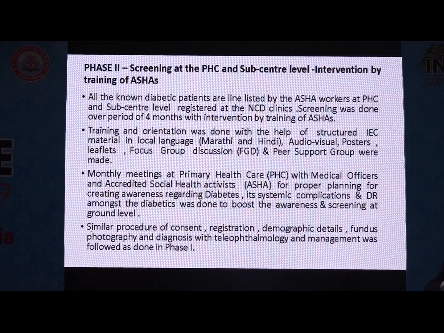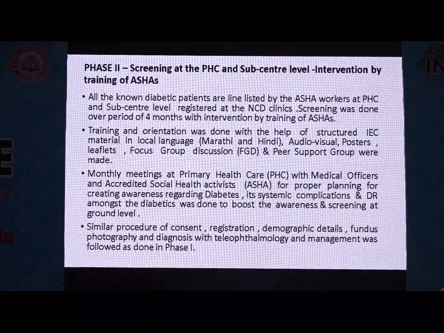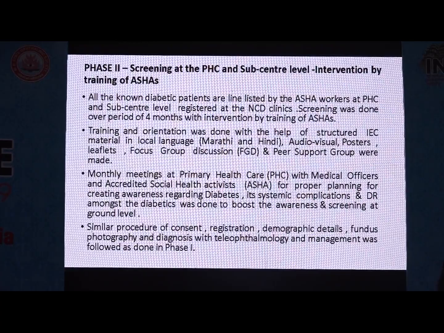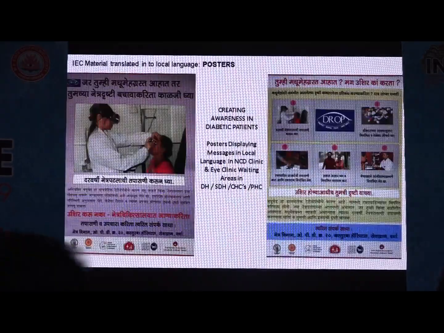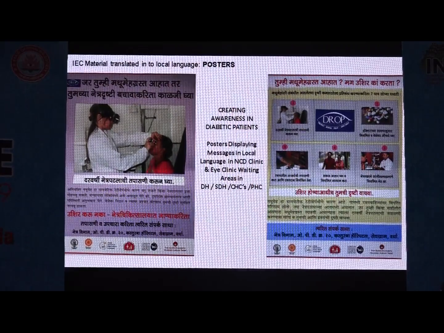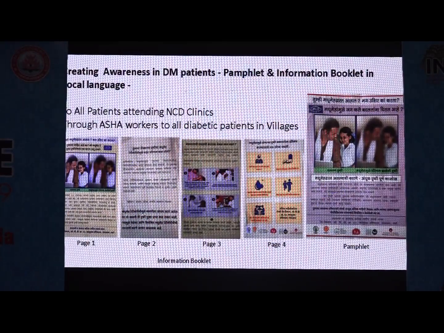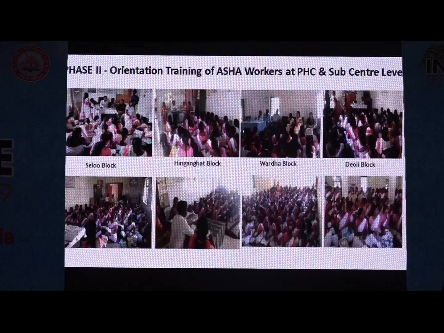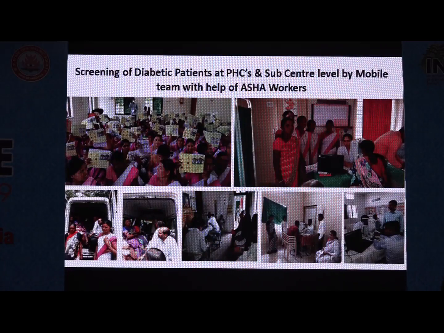A similar procedure of consent, registration, demographic details, fundus photography, diagnosis with teleophthalmology and management was followed as in phase 1. These are some posters used during the intervention. These are photos of leaflets and pamphlets. These are photographs of meetings done at various centers. The intervention was done at 4 centers initially, and 1 center was without any intervention. So now screening was done with the help of ASHAs at primary health centers and subcenters.